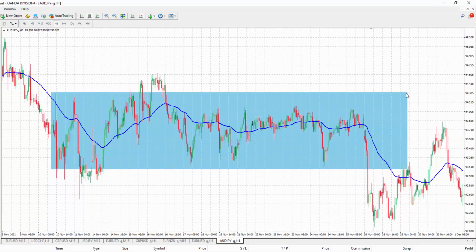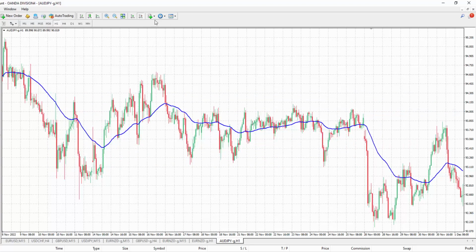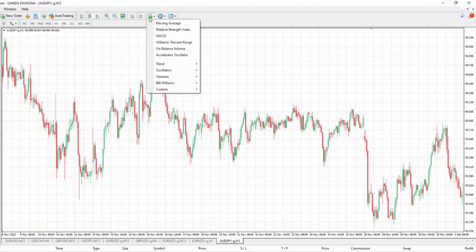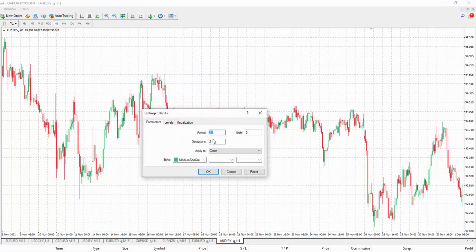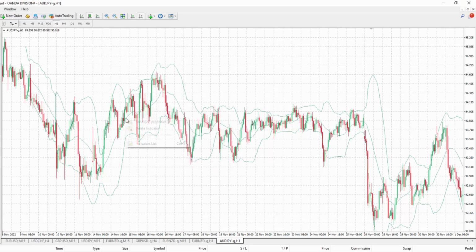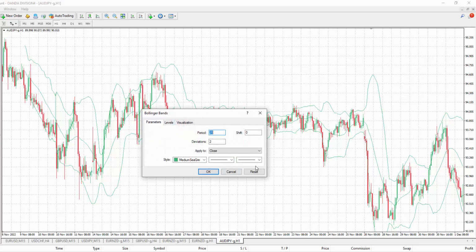So I think I'll remove this. So this is the moving average. It's a trend indicator. We have other trend indicators. Another one is known as, I think, Bollinger Bands. And this is based on the moving average. It will give you 3 lines. I'll format it so that it looks a little bit better.